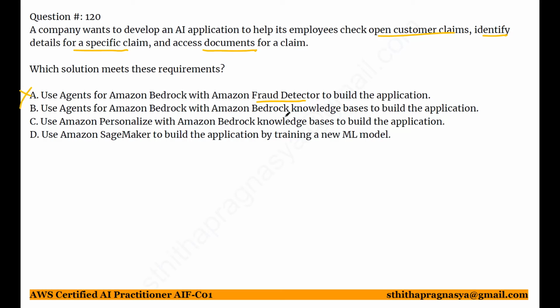And Agents for Amazon Bedrock enable conversational AI applications by interacting with large language models and integrating with knowledge bases. By connecting to knowledge bases, for example databases or repositories with customer claim data, the system can efficiently query and retrieve claim details and documents, meeting all specified requirements. So this is the answer.